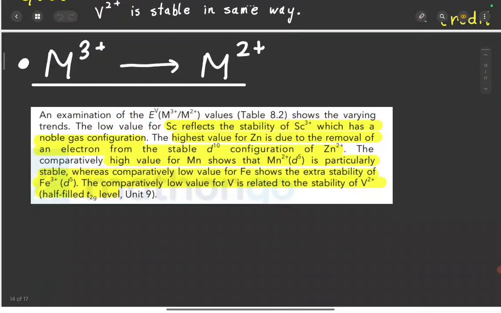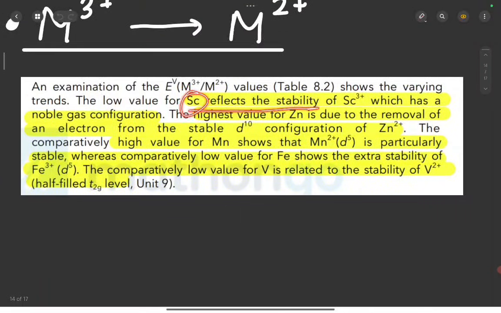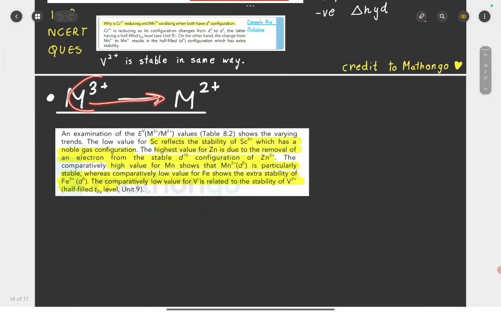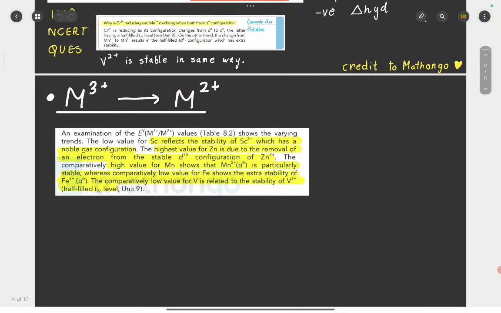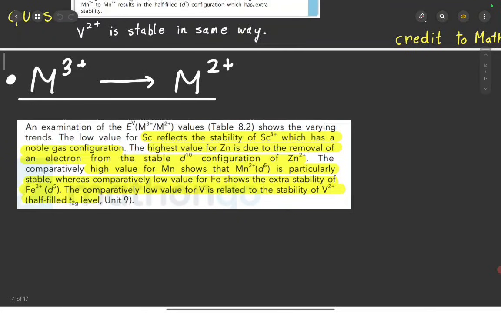Now let's talk about M3 plus to M2 plus. This is very easy. Basically, examination of the trends of M3 plus to M2 plus, they're going from third oxidation state to second oxidation state. So scandium does not want to go from this state to this state because Sc3 plus is very stable thanks to the removal of all the d electrons and all the s. We learned that if we remove all d and all s for the first half of the 3d subshell, it is going to be extra stable. So this reflects the stability of Sc3 plus, which has noble gas configuration.